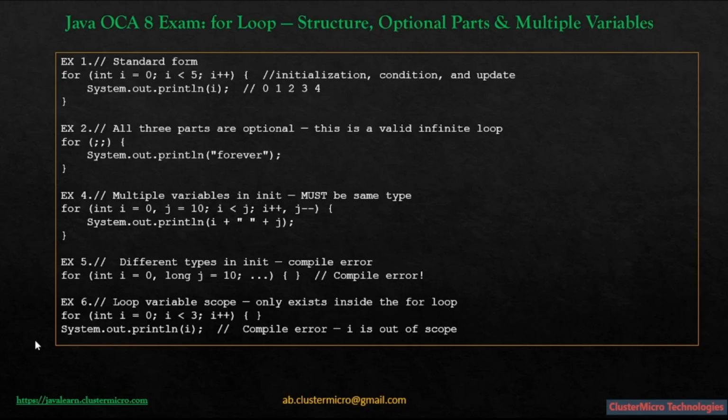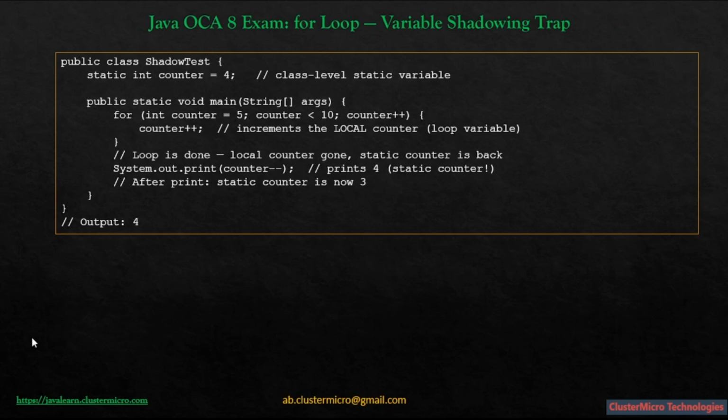Next, the for loop variable shadowing trap. That's an example we have given there. This example illustrates a common exam trap that combines two concepts: variable scope and variable shadowing. The class defines a static variable named counter with an initial value of 4. Inside the for loop, a local variable with the same name counter is declared and initialized to 5. Within the loop, any reference to counter refers to the local variable, not the static one. The local variable shadows the class level variable during the execution of the loop.